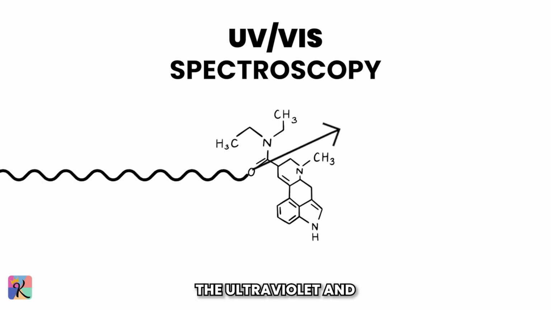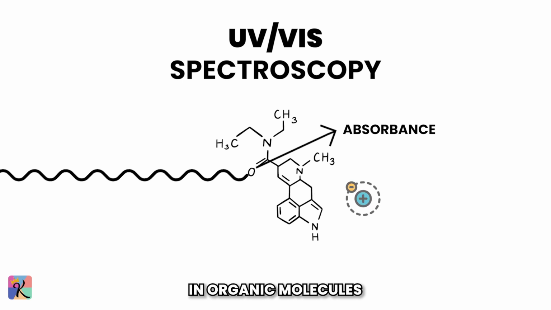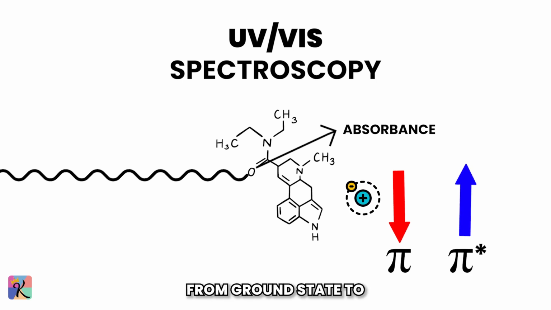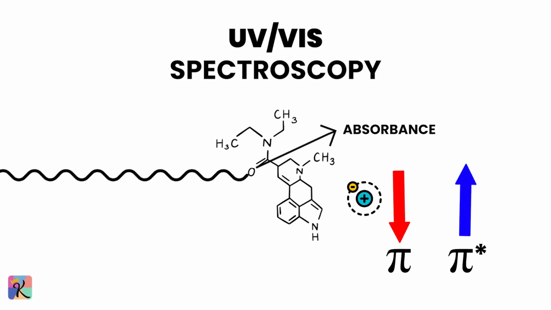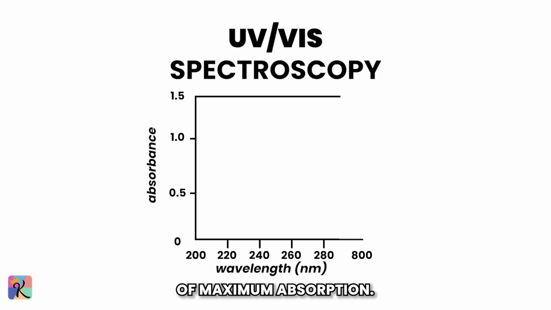UV-Vis focuses on the ultraviolet and visible parts of the electromagnetic spectrum. It's especially useful for studying conjugated systems in organic molecules and transition metal complexes. UV-Vis spectroscopy measures electronic transitions where electrons are excited from ground state to higher energy states. The wavelength of maximum absorption, or lambda max, tells us about the extent of conjugation in a molecule. The more extensive the conjugation, the longer the wavelength of maximum absorption.